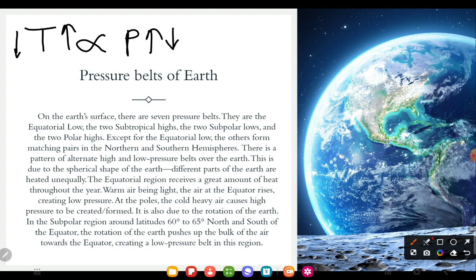So warm air being light at the equator rises, creating a low pressure area there. At the poles, the cold heavy air causes high pressure. It is also due to the rotation of the earth. At the poles there is cold air, so the temperature is down and the pressure is up. In the subpolar region, around 60 to 65 degrees north and south of the equator, the rotation of the earth pushes the bulk of air towards the equator, creating a low pressure belt in this region.